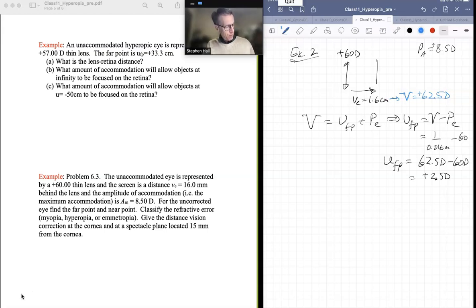We've got a positive sign here. So that's telling us that the far point is over here somewhere. How far is it?